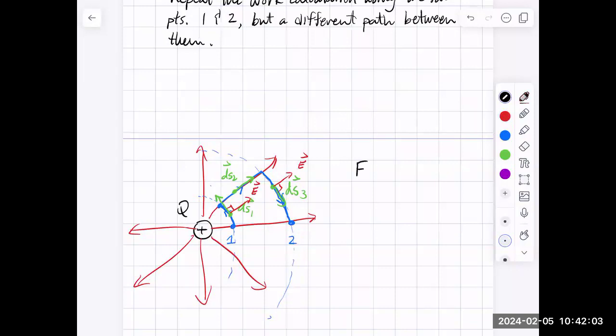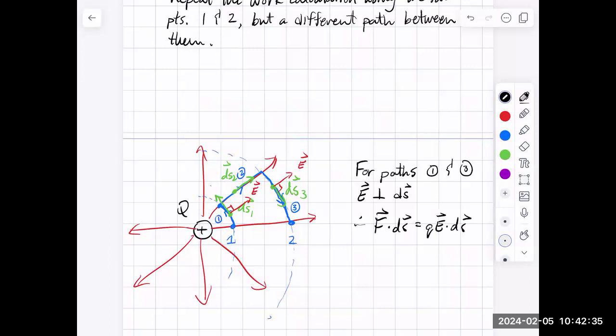So for paths, say 1 and 3, and so I guess I could label them, right? So we could say, here's path 1, here's path 3, and here's path 2. So for paths 1 and 3, E is perpendicular to ds. So therefore, F dot ds is equal to Q times E dot ds, which is equal to 0.